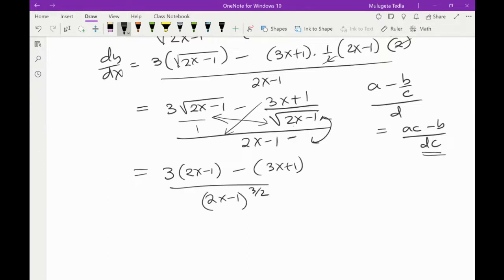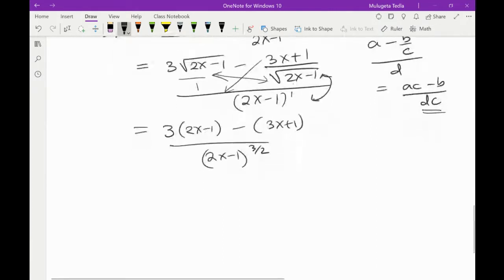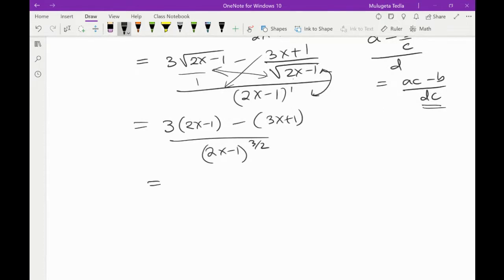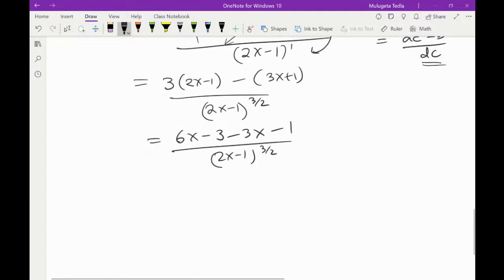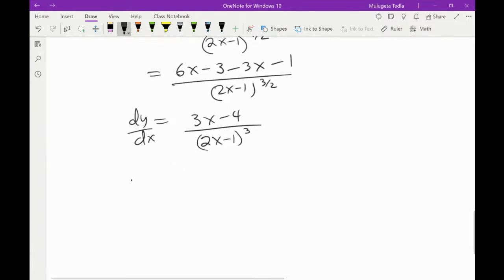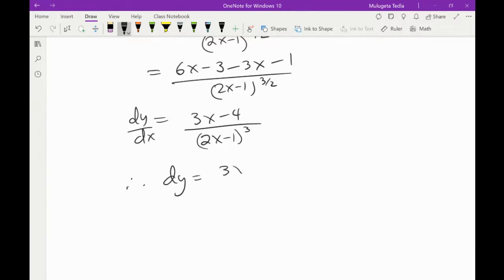This is to the half, that is to the 1. When you add them, you get 3/2. So this is equal to 6x minus 3 minus 3x minus 1 over (2x minus 1) to the 3/2. That is 3x minus 4 over (2x minus 1) to the 3/2, or square root of (2x minus 1) cubed, which is dy by dx. Therefore, just dy is simply (3x minus 4) over (2x minus 1) cubed dx, would be the answer.